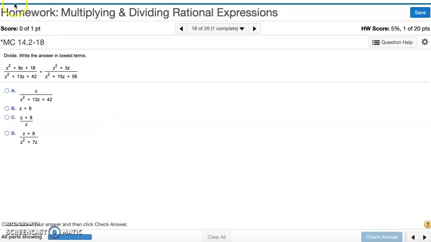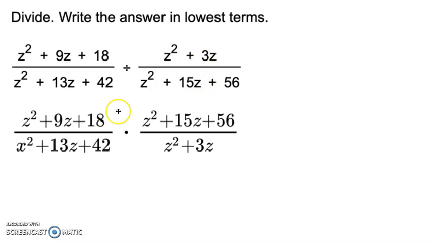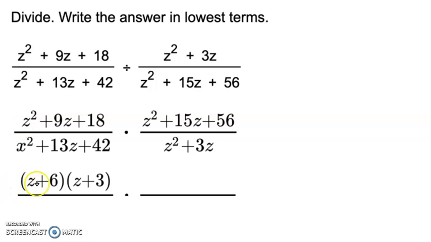So let's do that. When we divide a fraction, we have to flip the fraction upside down and multiply it. So we've got to flip this upside down and then multiply. Before we multiply, we're going to factor where we can. Looking at the numerator here, we can factor this. Two numbers that multiply to 18 but add up to 9 are 6 and 3. So z plus 6 times z plus 3.